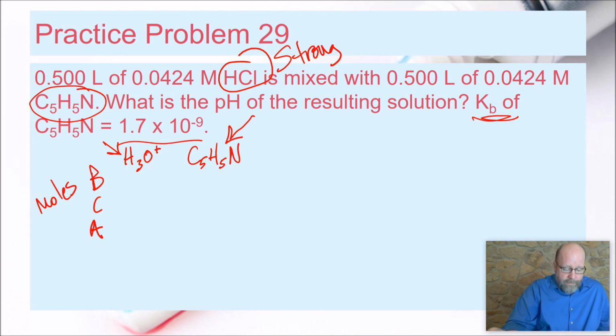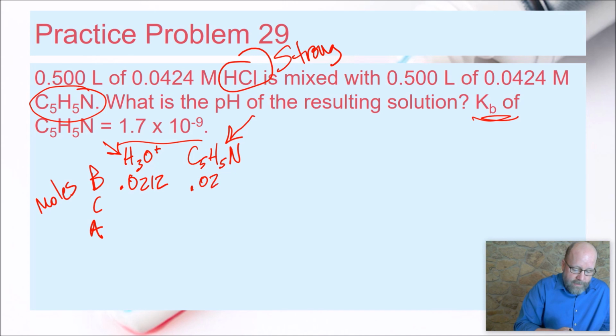All right, with this, since it's half a liter of this molarity, the number of moles is going to be 0.0212. Once again, I've chosen easy numbers for you to do this with. Oh, I've got the same thing here. So these are in equal amounts.